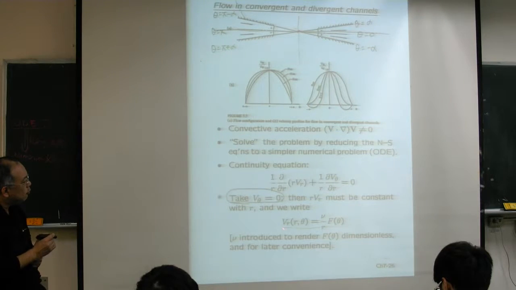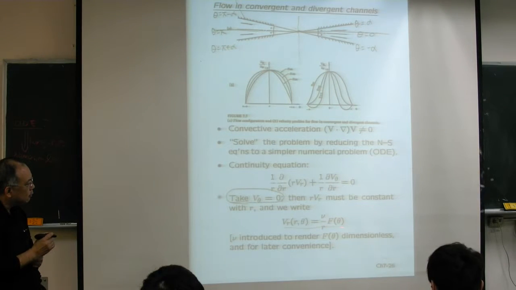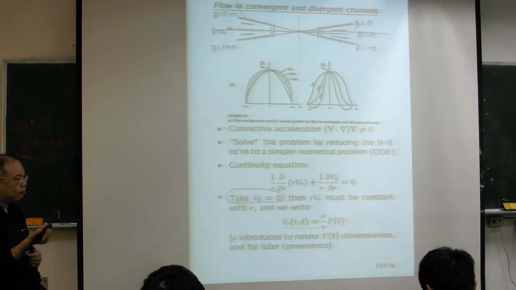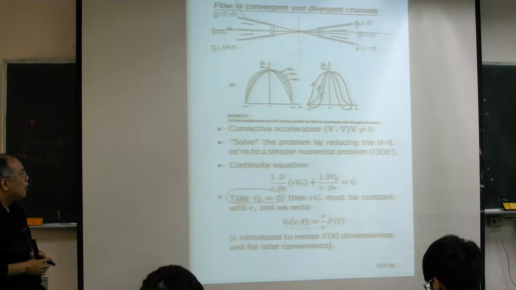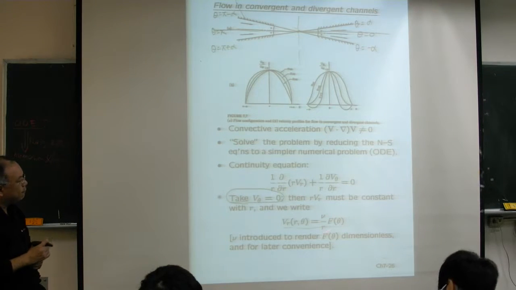When R times VR is a constant, it means VR is a function of what? VR is a constant over R, right? And this constant may be a function of theta. So we use F of theta as a function here, and this is our constant, mu, and then divided by R. This is our VR solution form for all this flow field. From the continuity equation, we know the flow field in the R direction should look like this.